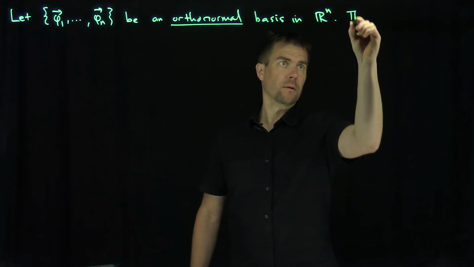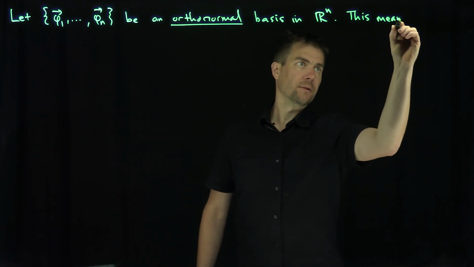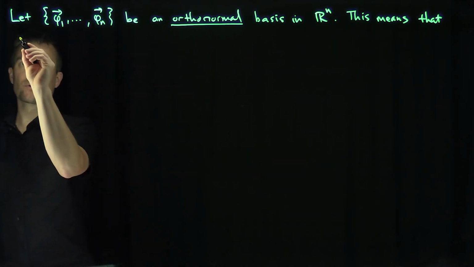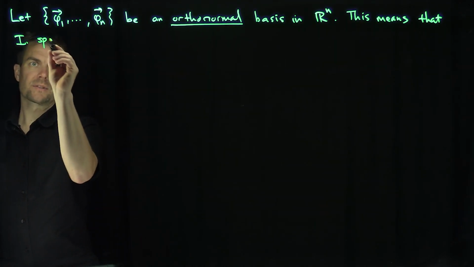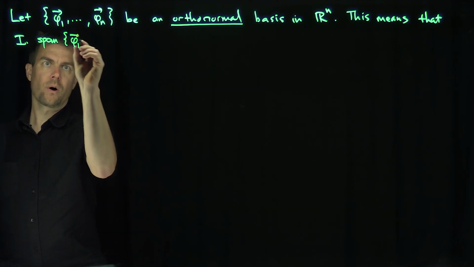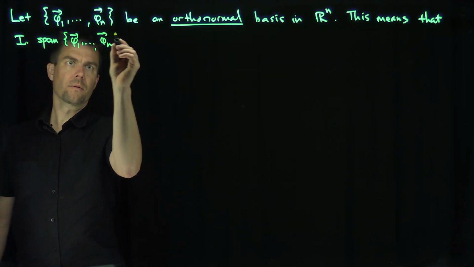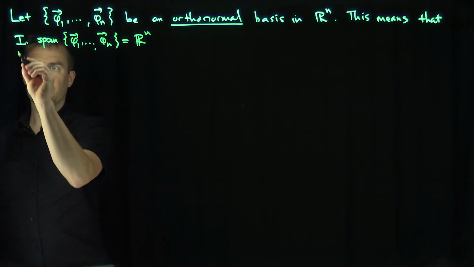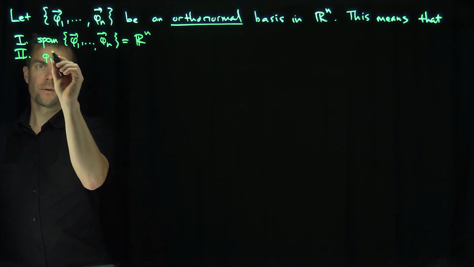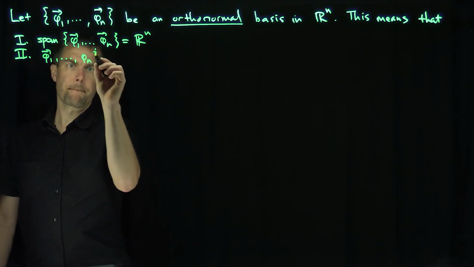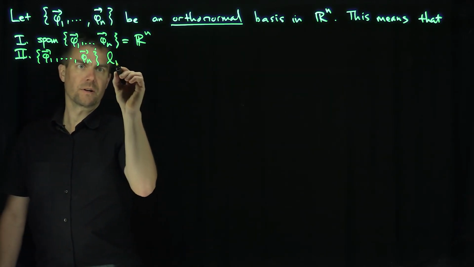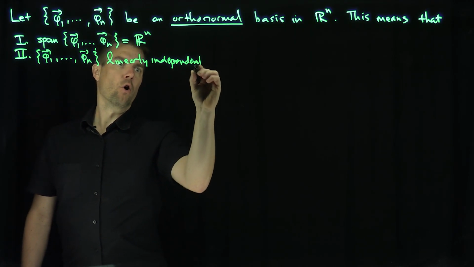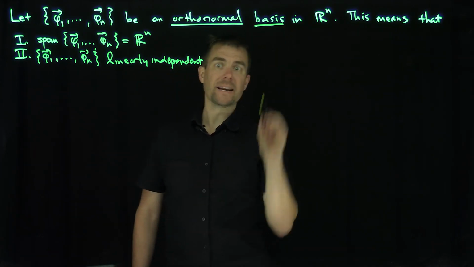This means several things. The set has to be a basis itself, right? So in other words, 1 and 2: the span of phi 1 through phi n is Rn, and the set phi 1 through phi n is linearly independent. Of course, I've just recapped what a basis is.